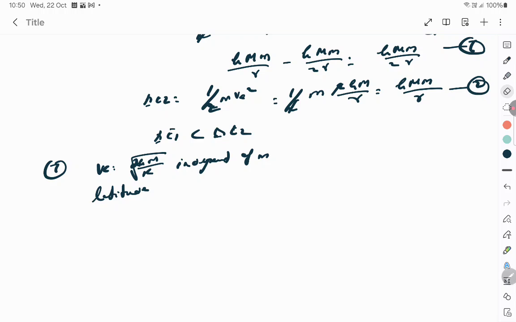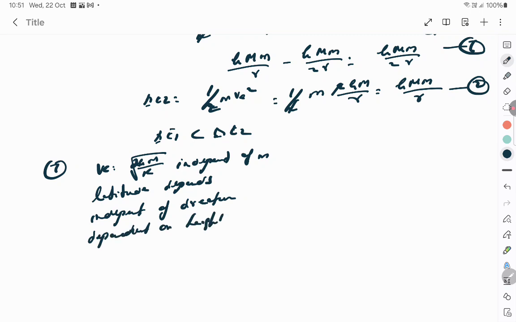So that completes option number 7. Latitude depends. Next is about independence of projection: independent of the direction of projection, and dependent on the height from which it's getting projected.